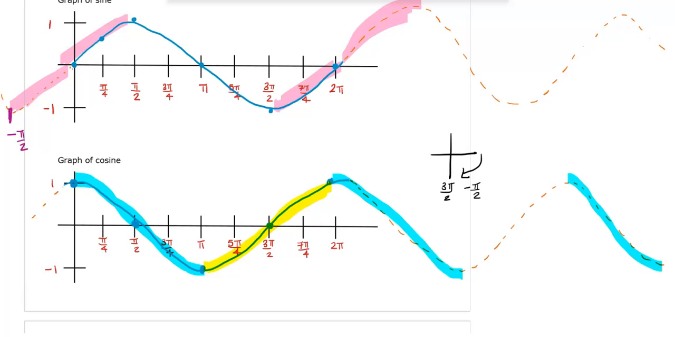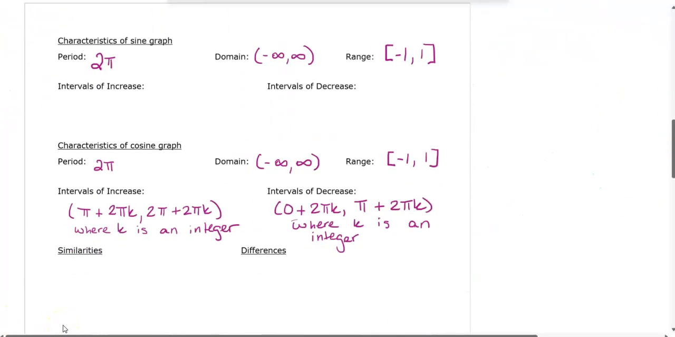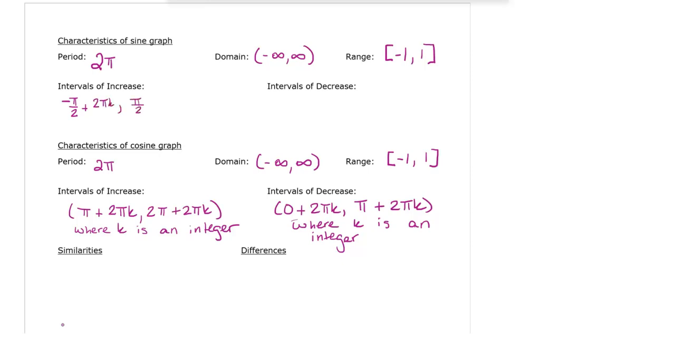Likewise, from 3 pi over 2 up here, up to my maximum of, oops, sorry, 5 pi over 2. I don't know why I said 7. 5 pi over 2, right here. So that's what I'd have for those. So for my interval of increase, I'm going to say from negative pi over 2 plus 2 pi k to pi over 2 plus 2 pi k, and then I'm putting parentheses around it.